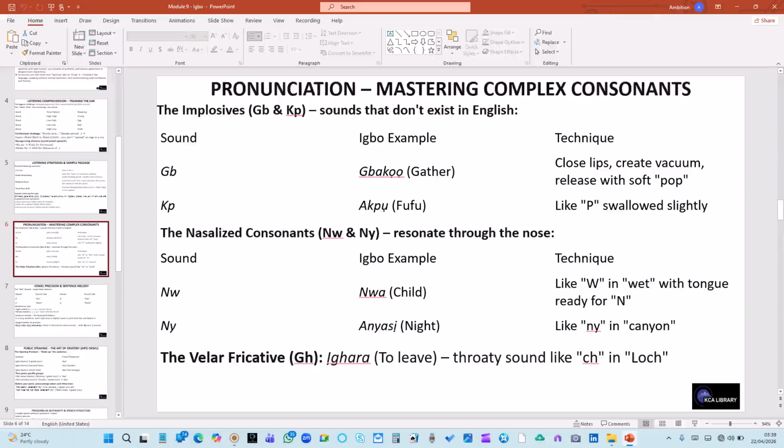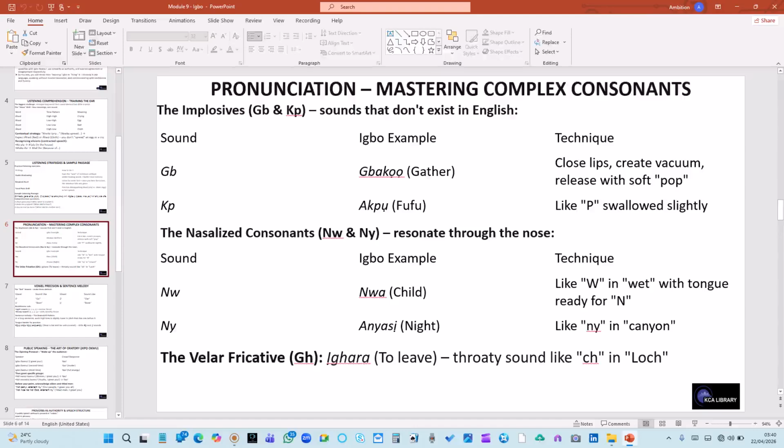The technique is that you close your lips, create a vacuum, and then release with a soft pop. Then another sound is kp, like in akpu, which is fufu, like the p is swallowed slightly. So the technique is that the p is swallowed slightly when you are pronouncing it.